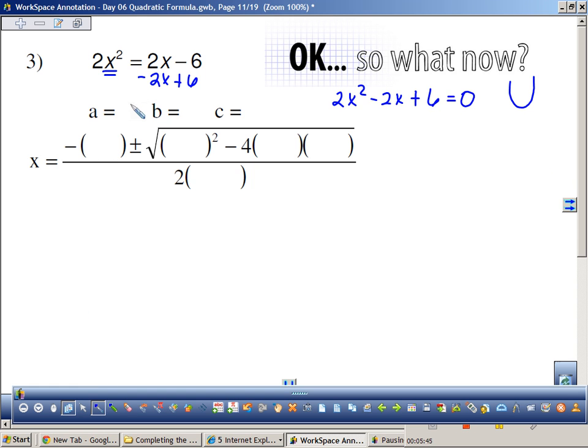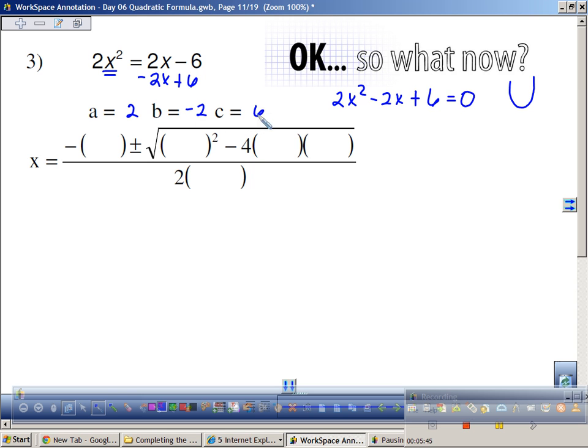A is 2, B is over here, negative 2, and C is 6. So I'm going to begin with B. Negative 2, negative 2. Then A, 2, 2. And then C is 6. X equals negative times a negative is a positive 2, plus or minus the square root.